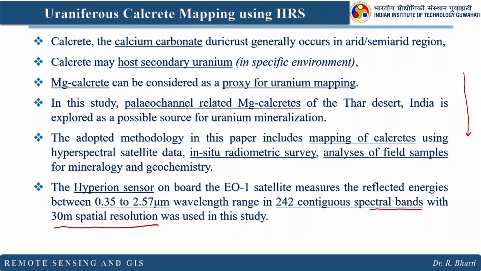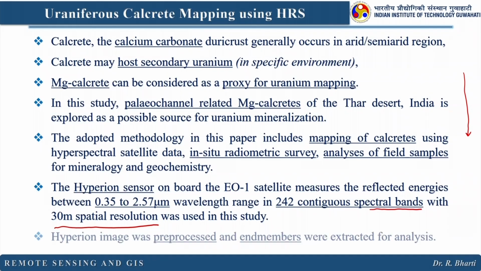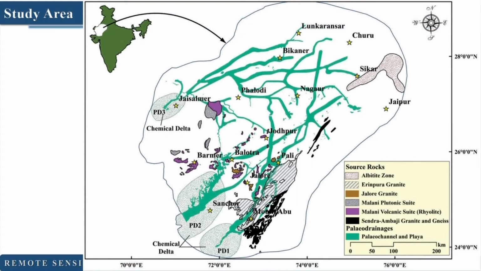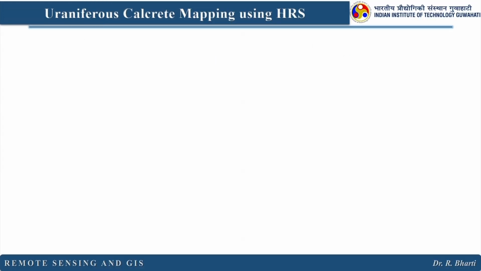In this section I will explain how we have used this hyperspectral remote sensing for mapping the uranium by using the proxy, which is basically Mg Calcrete. For that, Hyperion image was pre-processed and end members were extracted for the analysis. You can see the study area here. This is actually Rajasthan.